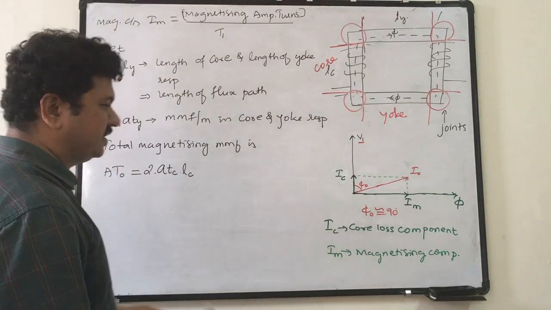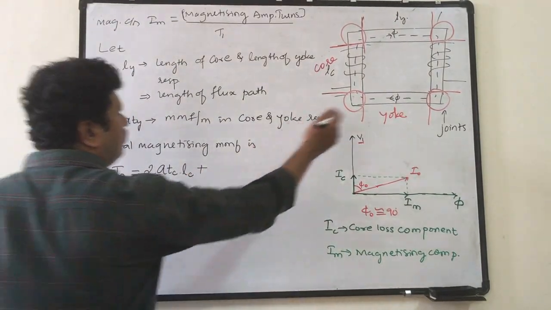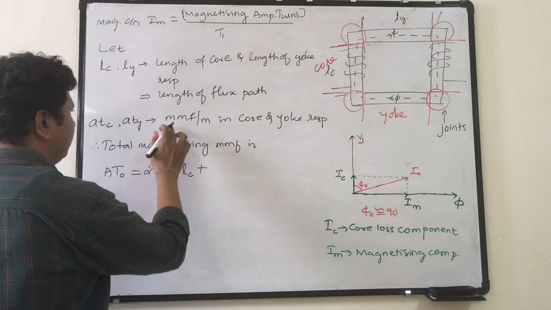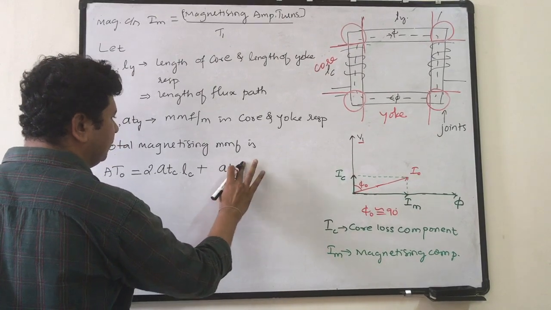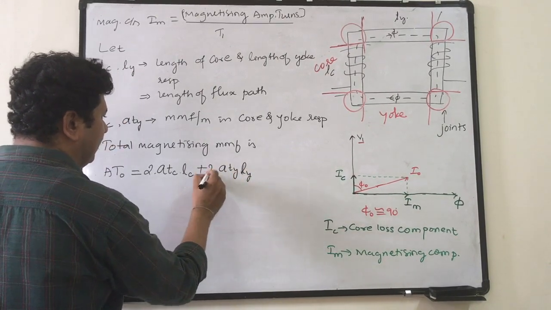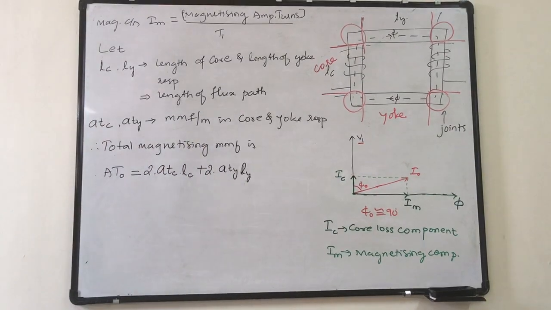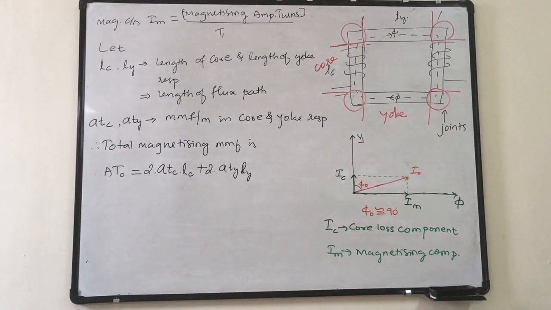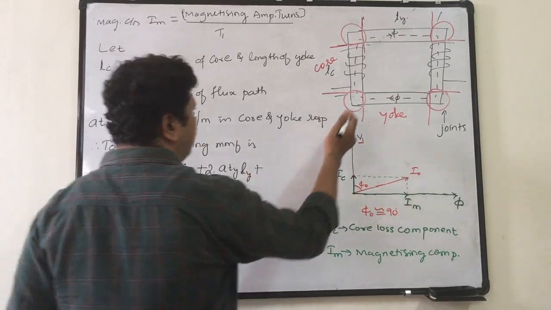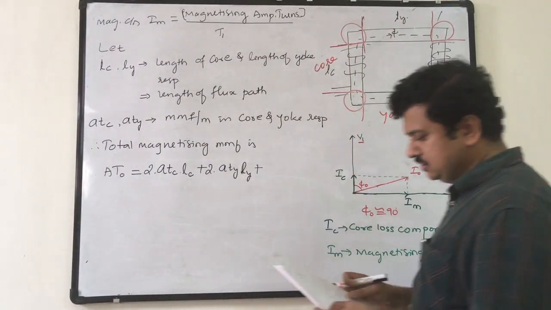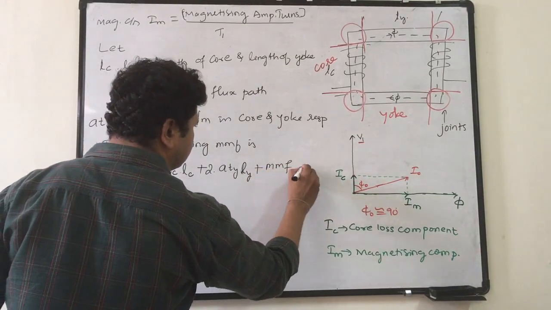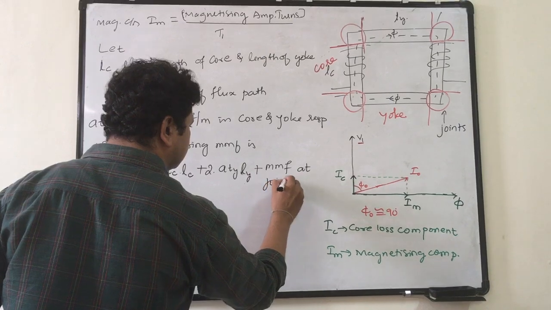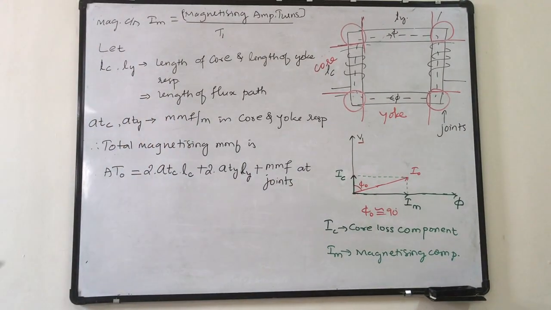Therefore 2 ATC into LC plus I have two yokes. MMF per meter in yoke is ATY into length of yoke LY, and I have two such yokes. So therefore 2 ATY LY plus I have joints here, plus the MMF at joints.